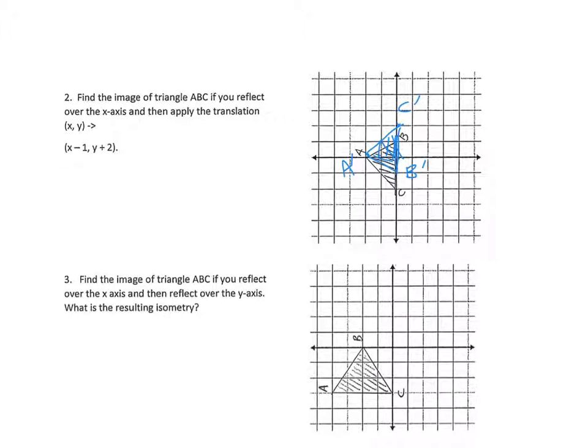And then I'm going to go x minus 1, y plus 2. So x minus 1, y plus 2 is A double prime. C left 1, up 2, C double prime. B left 1, up 2, B double prime.